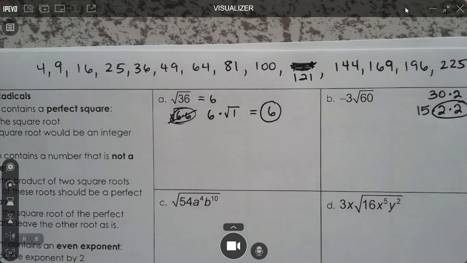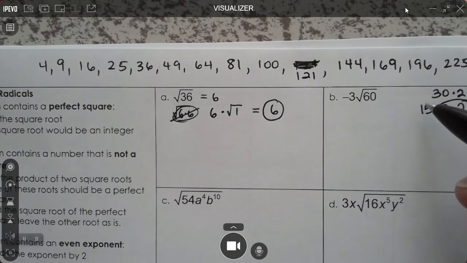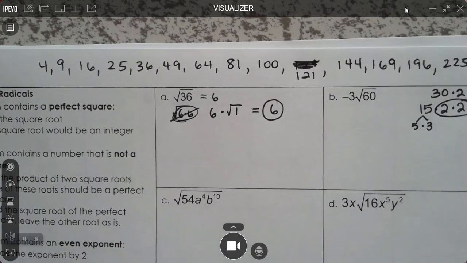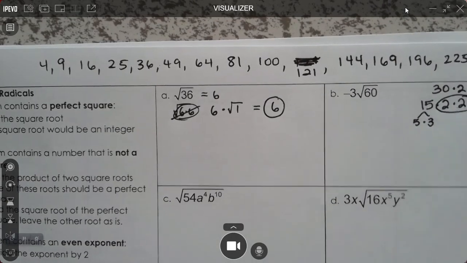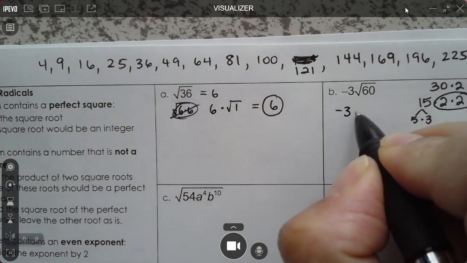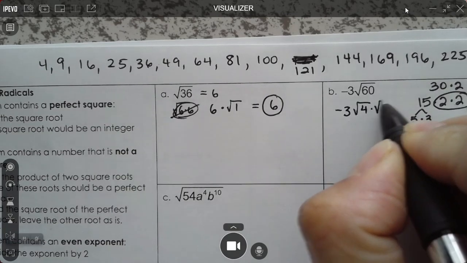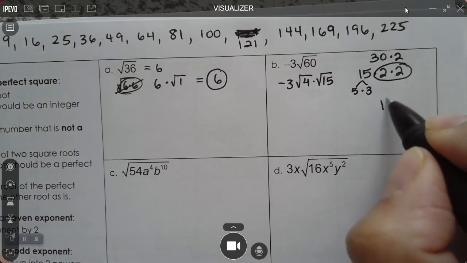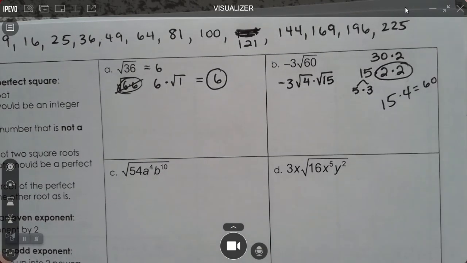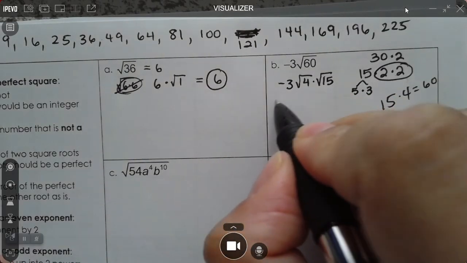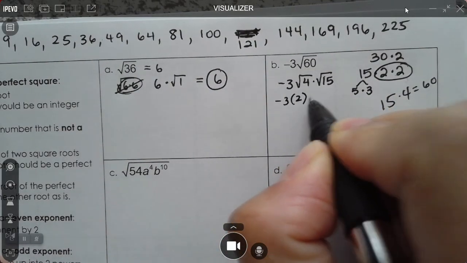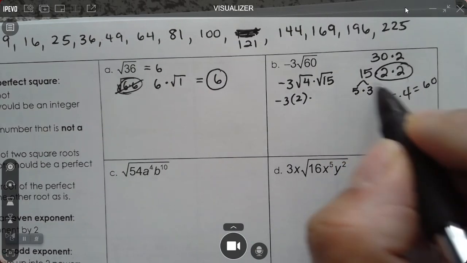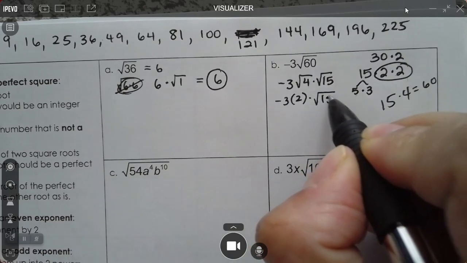There's the pair. 15 is just 5 times 3, right? So even if we break this down, there are no perfect squares there. So it's 4 times 15. So negative 3 is the square root of 4 times the square root of 15. Right? 15 times 4 is going to give you the 60. So that's negative 3 times 2. Now, can we break down 15? It's just a 5 and a 3. There are no pairs. So it's just going to stay as the square root of 15.